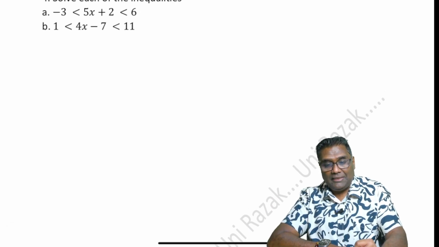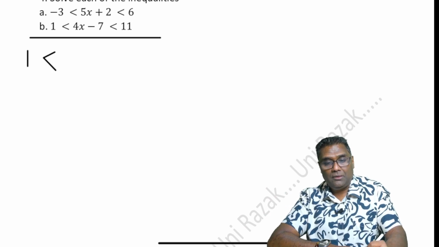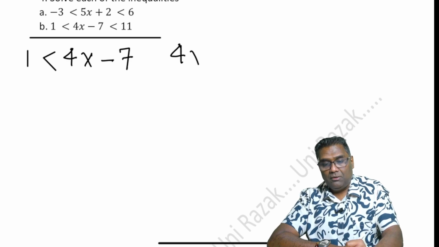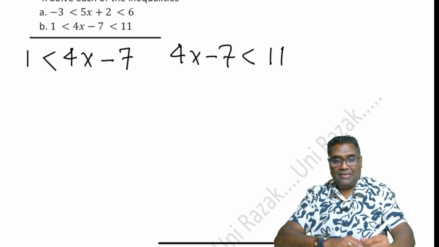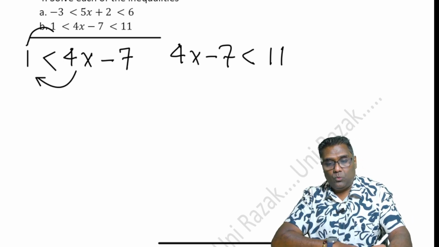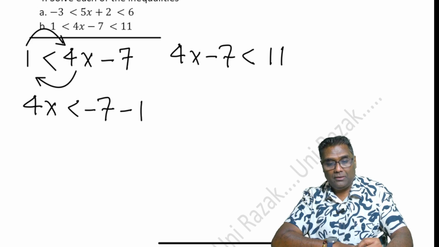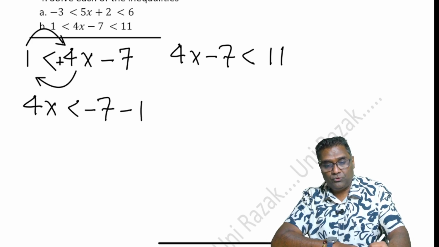Okay? We have something like this. So as I told you, what am I going to do? I separate 1. This is 4x minus 7. The other one, 4x minus 7, 11. I dah asingkan. As I told you, unknown always on my left, 1 on my right. So 4x -7 minus 1. Okay, this is a positive. When you move to the other side, negative.